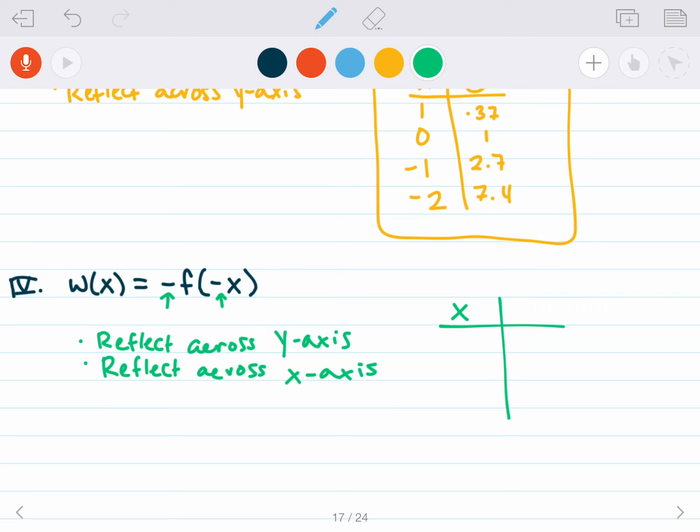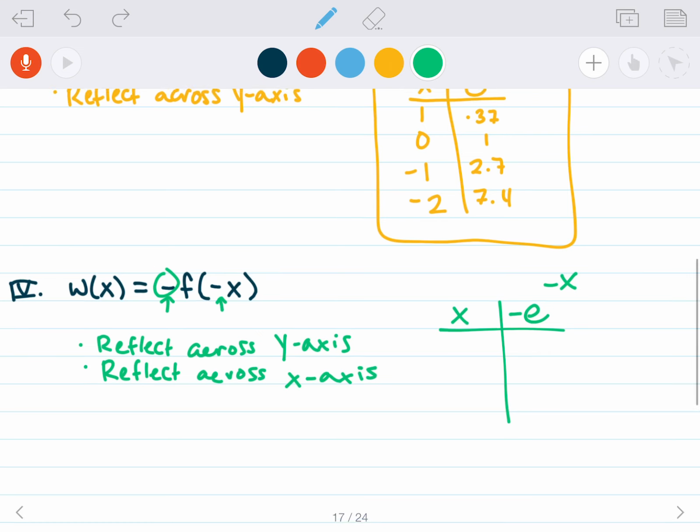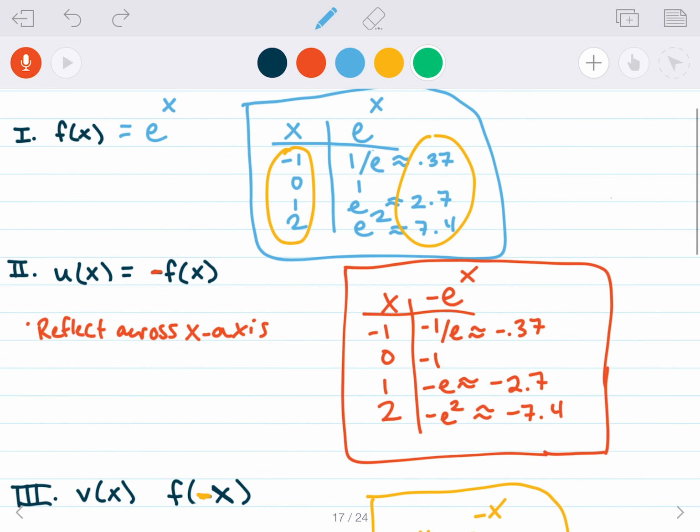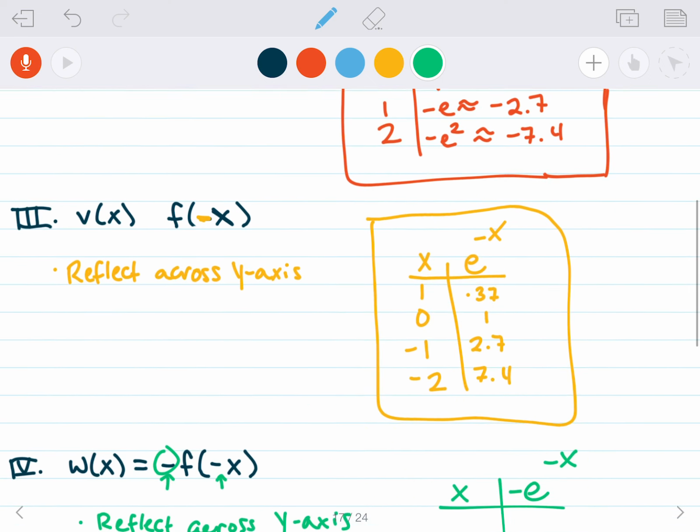So what does our function look like? Well, it's negative e to the negative x because I'm multiplying the negative 1 on the outside of e to the x, and I'm also multiplying the x by negative 1 on the inside there. So that's what my function looks like, and I'm going to multiply my parent function's outputs by negative 1 and also the parent function's inputs. So all of these are going to be negatives of each other. So 1, 0, negative 1, negative 2.